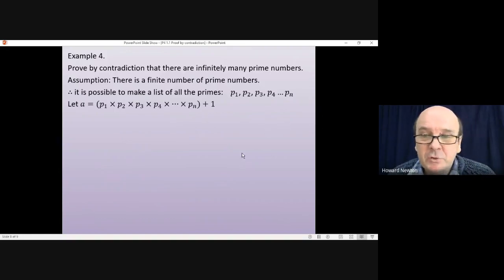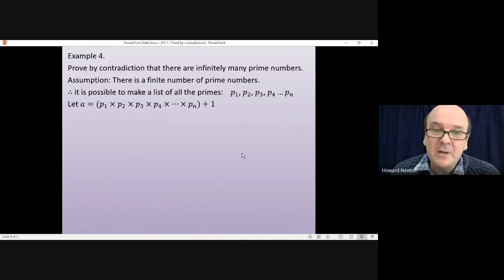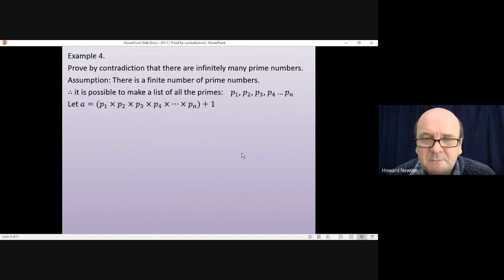What we then do is create a new number a. And what we're going to do is show that this number is either a prime number itself, or when you factorize it, at least one of its factors will also be a prime number. There's not much more that needs to be done after that statement. I'll let you have a go at completing the proof. So have a go, pause the video, and come back to me when you're ready.